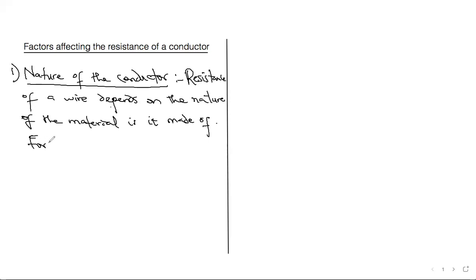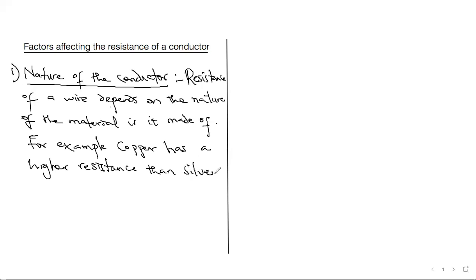For example, copper has a higher resistance than silver. So what that means is that silver is a better conductor. So it's easier for current to flow through silver than copper. Although silver is more expensive, that's why you hardly see silver in electrical wire. But silver is a better electrical conductor than copper.